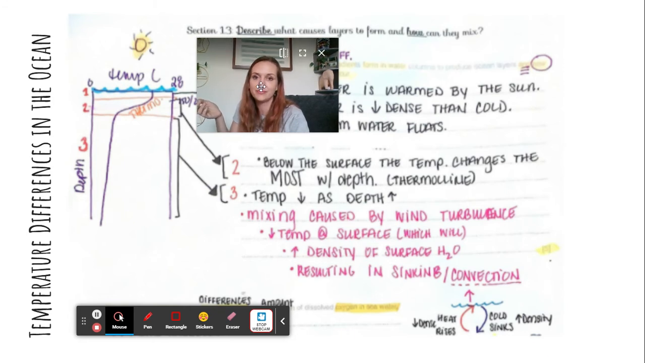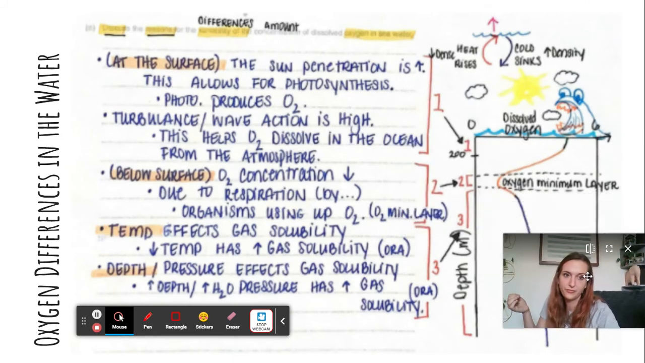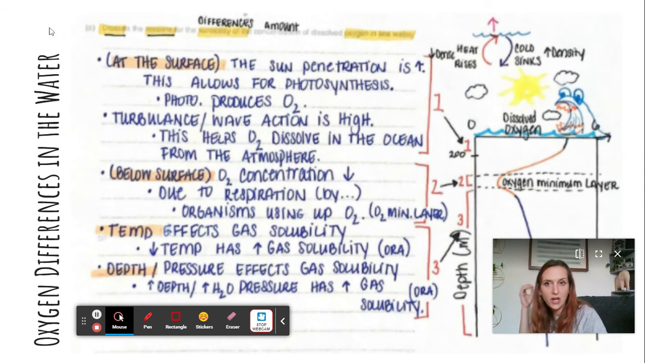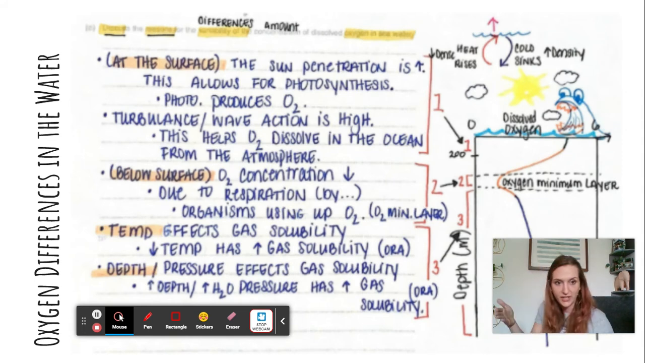Last one. Okay, so how oxygen is different in the water. So again, describe the reasons, or discuss the reasons why there's differences and variability. Something's varying, or if there's a gradient, it's different. Why there's differences in the amount of oxygen in the water.